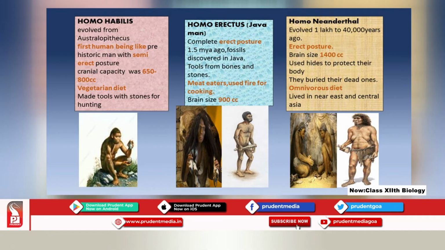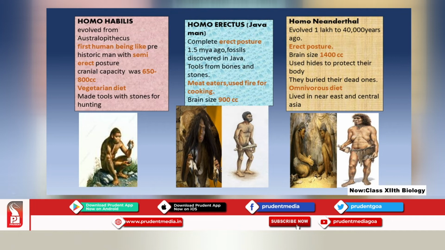Now let's come to Homo erectus, the next prehistoric men. Also called Java men because the fossil was found in Java, Indonesia. Complete erect posture, the name itself tells you. So that can be a difference between Homo erectus and Homo habilis. Okay? So look at this picture. It has a complete erect posture and they were meat eaters.